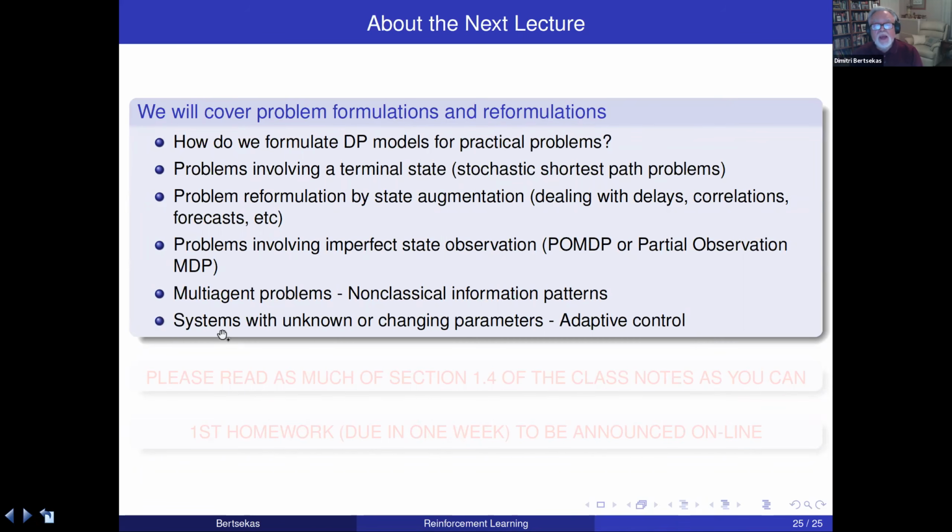Finally, we're going to say a few things about systems with unknown or changing parameters and the whole subject of adaptive control, how you deal with changing parameters. There may be a simultaneous identification, system identification and control, or there may be an online replanning. There are various ways one can deal with adaptive control, and we're going to say a few things about them in the next lecture.